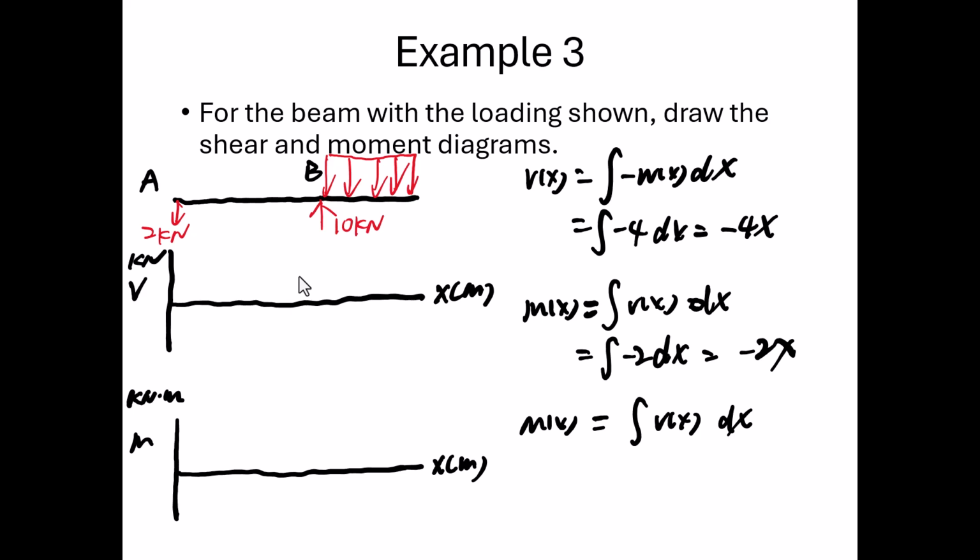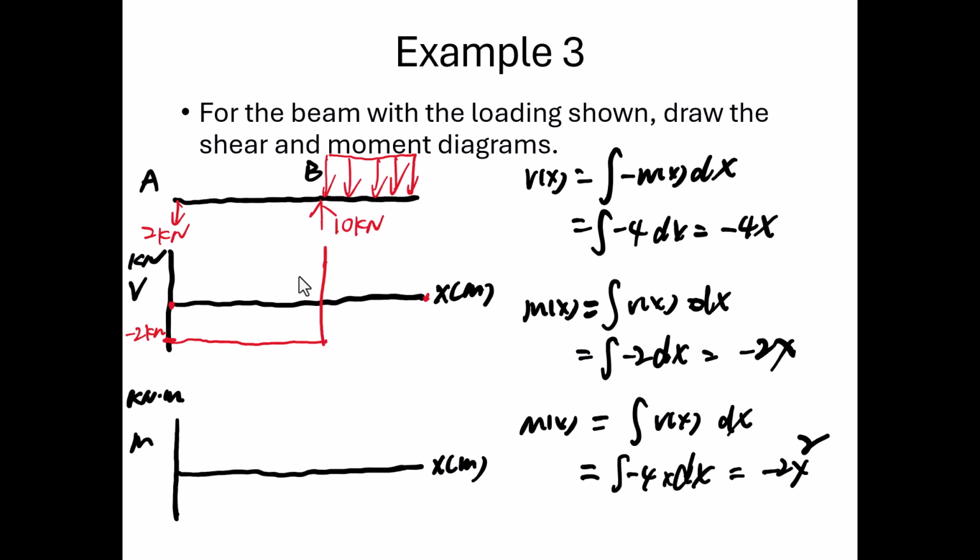So let's draw the shear diagram. It starts from 0, and at point A it has negative 2 kilonewton. Then we move from point A until point B, and move upward by 10 at B. Also this line will be -2x, which will be just 0 here.